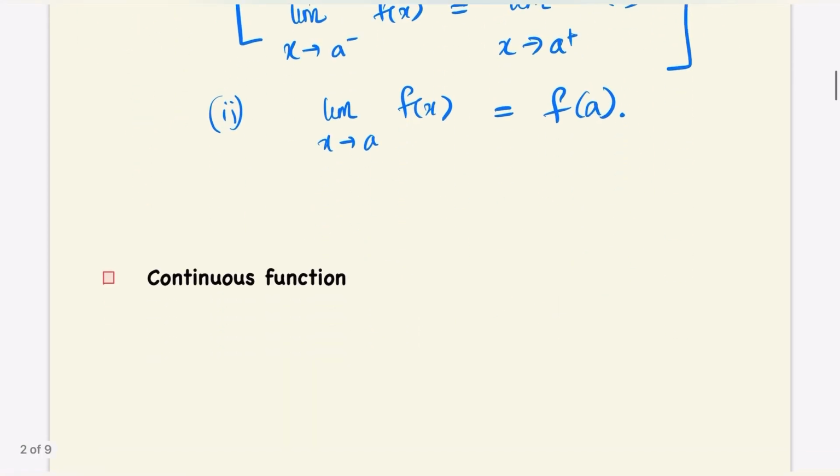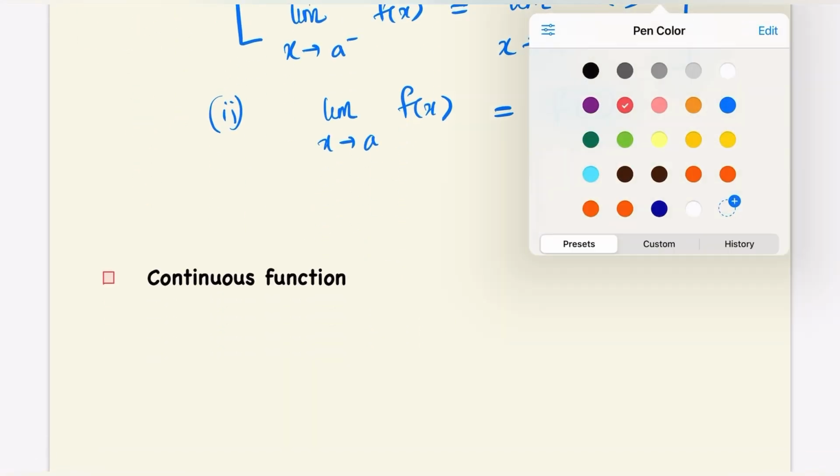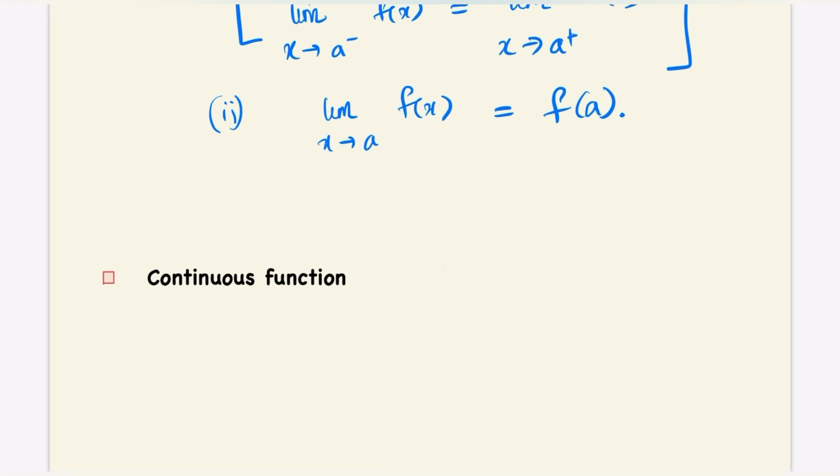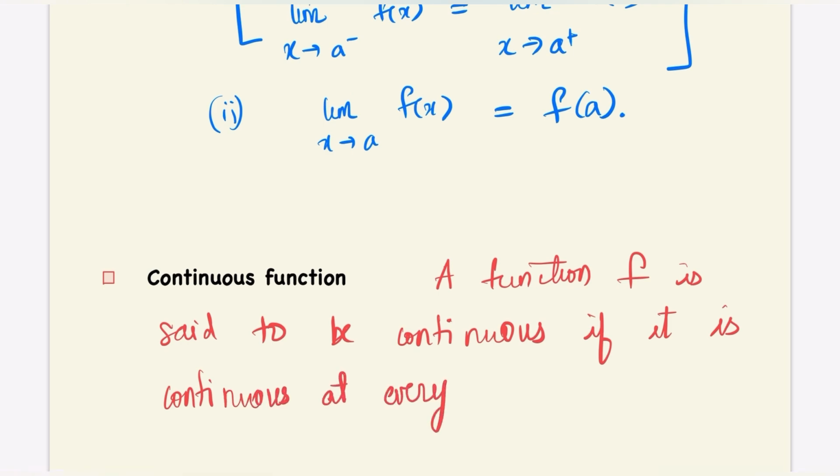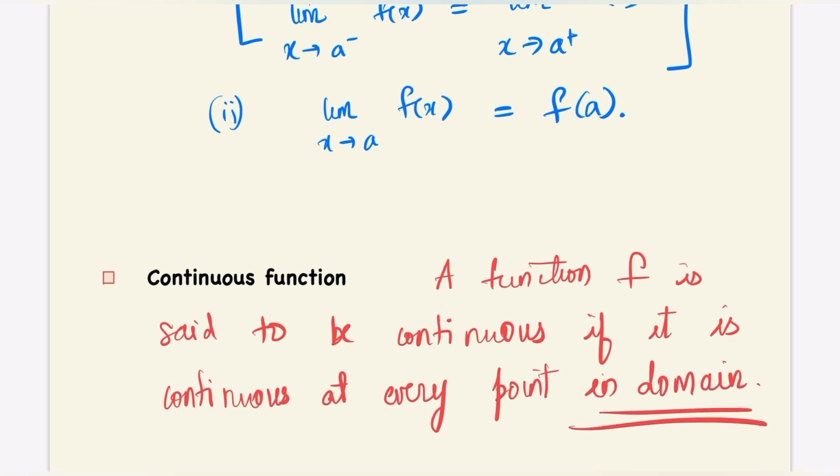The second definition is that of a continuous function. When do you say that a function is continuous? A function f is said to be continuous if it is continuous at every point. So we have looked at the two definitions of continuity. The first is at a point and the second is in the entire domain.